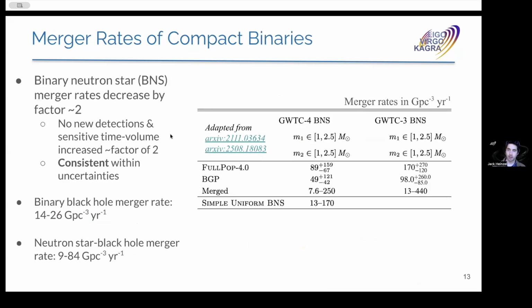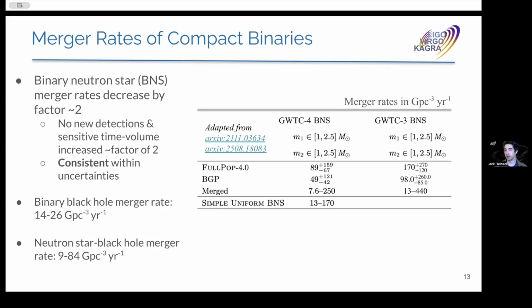Okay, and then the final thing I wanted to comment on is the merger rate of binary neutron stars. So unfortunately, we did not see any new binary neutron star mergers in O4A. But our sensitive time volume to mergers in this source class has increased by about a factor of 2. So consistent with that, we have to update our understanding of what the intrinsic merger rate is by around a factor of 2.